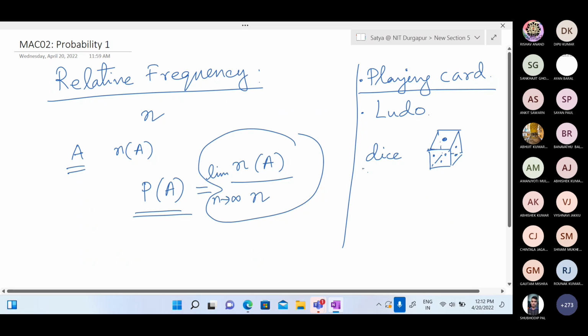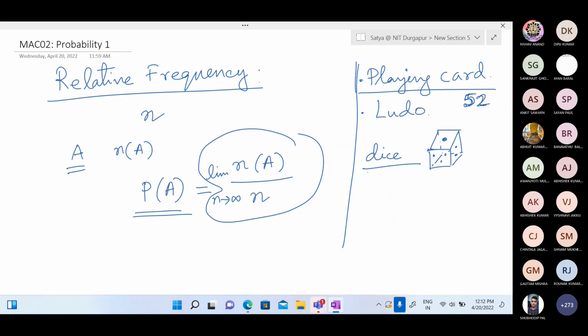Now when we are playing cards, you know that a playing card deck has 52 cards, and it has 4 colors, and each color has 13 cards. Now those who don't know the cards, suppose there are 52 cards.